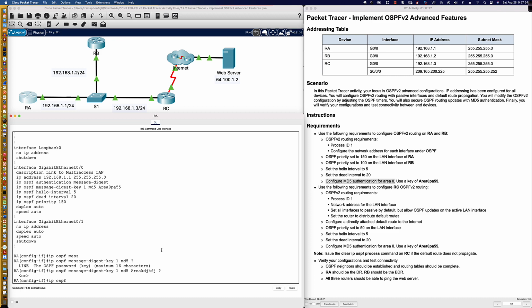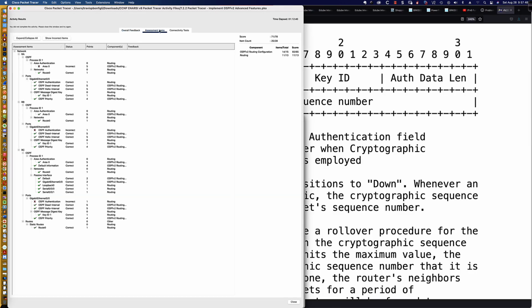So it does not like the authentication configured. Because again, you can do it for area 0, which is what we initially did, and we got up to 96, and then we're here. But let's see what it doesn't like now. It still doesn't like the authentication. And yeah, so it should be area 0. So we had it right. And now it says that it is correct for router A.